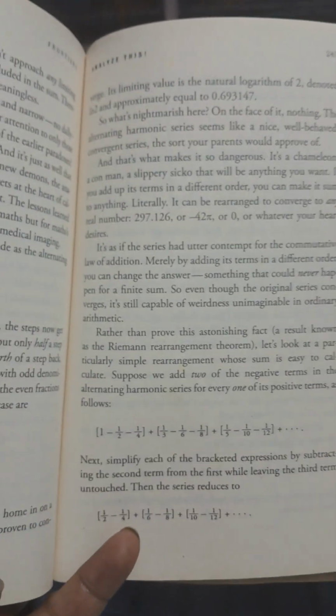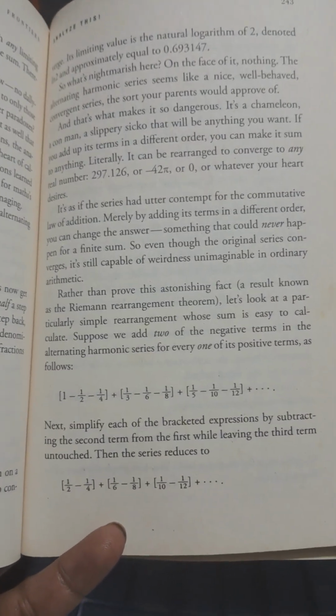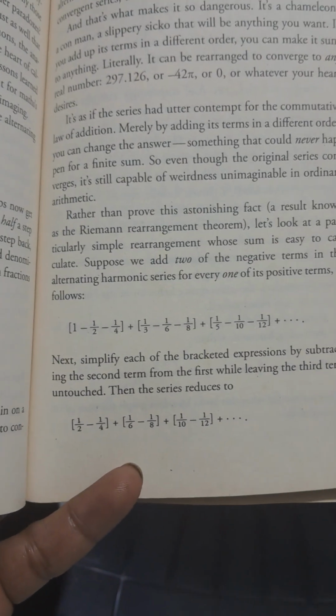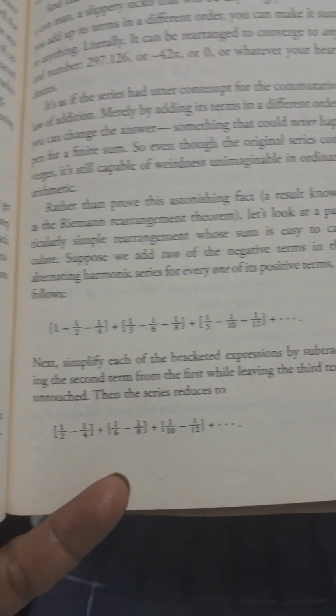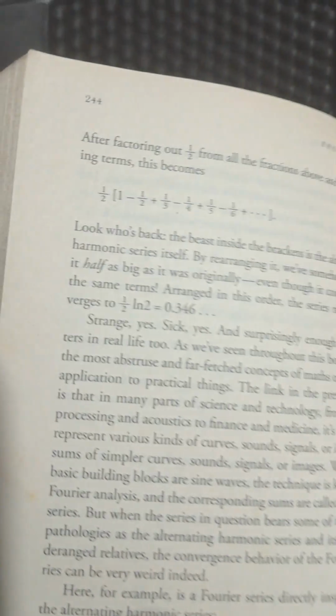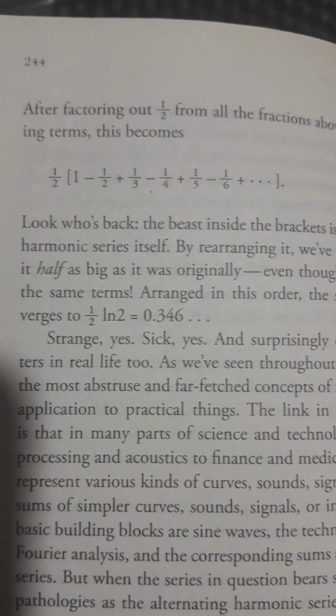But the problem is this can be rearranged differently to give different values, like we did in the initial series 1 minus 1 plus 1 minus 1. Even though it looks converging, and there is a convergent value, still it can be shown to behave weirdly. Rather than prove that, let us look at a particularly simple arrangement. If we arrange like this, three terms, and then you get the smaller one, you get something like this. Okay, that will be half log 2, not the original value.